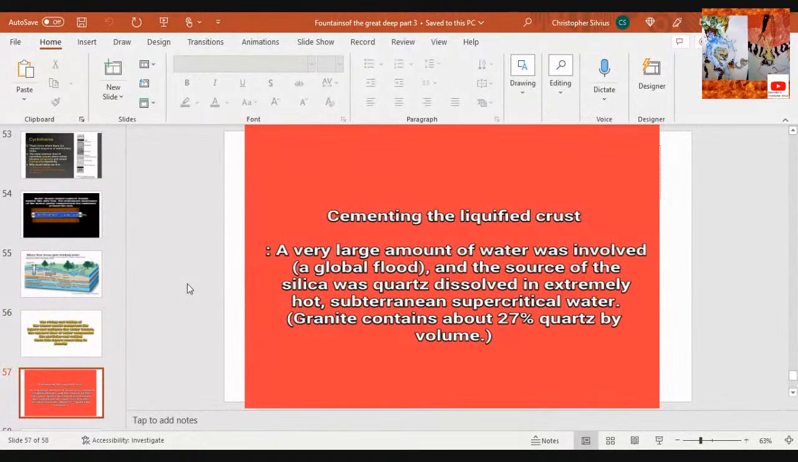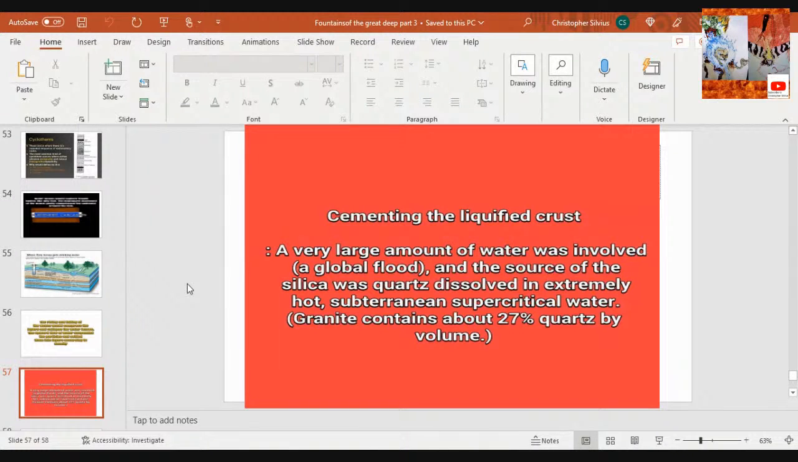Other things: cementing the liquefied crust. A very large amount of water was involved in a global flood, and the source of the silica would be quartz that's dissolved in extremely hot subterranean supercritical water containing about 20% quartz by volume. That's what granite is. It has a lot of quartz. And there's a way to chemically form limestone, and then there's another way to organically form limestone. So both of those together formed a lot of the cementing agents.